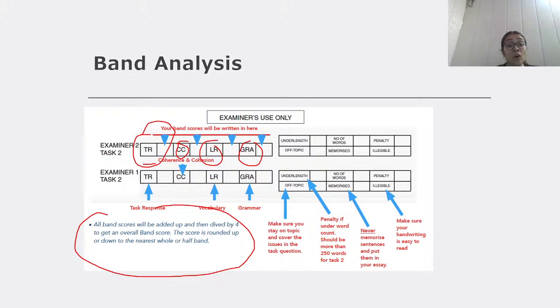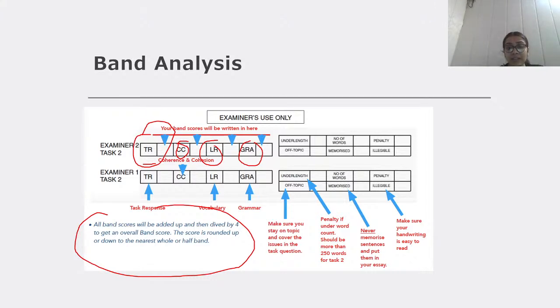Now, the subcomponents of what you can see right now on the left hand side. It is again something very interesting, and you need to know about it. So guys, you can see that there are a few words written like under length, off topic, number of words, memorized, penalty, illegible. Now what is it? Let's understand.